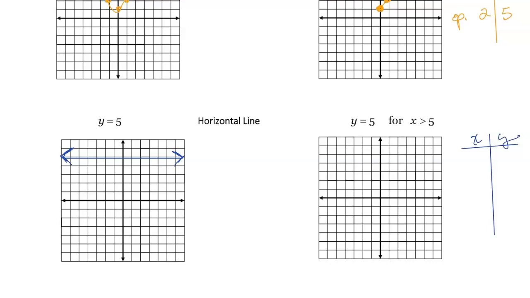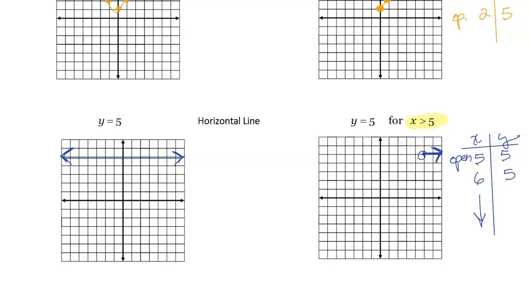So this says x has to be greater than 5. So always start at the 5 and then go greater. And tell yourself you're going greater. It's always going to be 5 for y. And this is going to be an open circle. So when I go over to 5, 5, it's an open circle. And as I go further and further to the right, I can put an arrowhead on there and I am good to go. Okay?